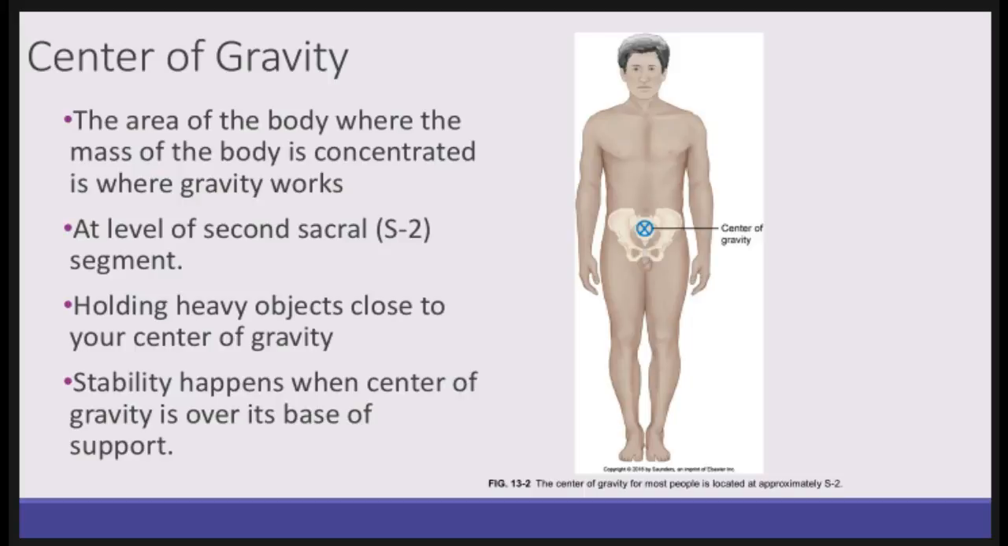Your center of gravity tends to be at about the level of S2, the sacral 2 segment of your sacrum. And it's right in the middle of your body. So everything should pivot over that specific area. So if you have a wide base of support and your center of gravity is stable, then you're going to have a much easier time moving your patients.